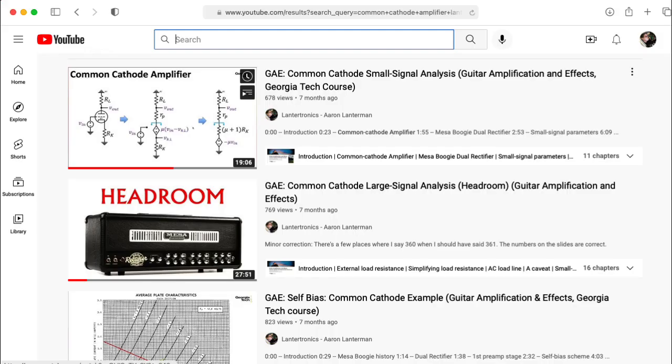The last thing I wanted to mention is that the vacuum tube equivalent to these common emitter amplifiers are common cathode amplifiers. So you can learn about those in my guitar amplification and effects class.